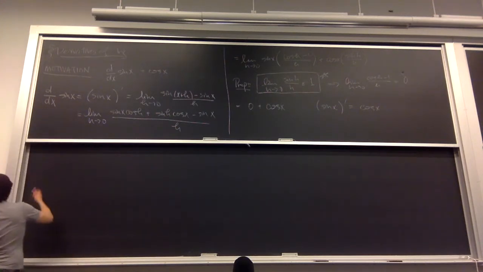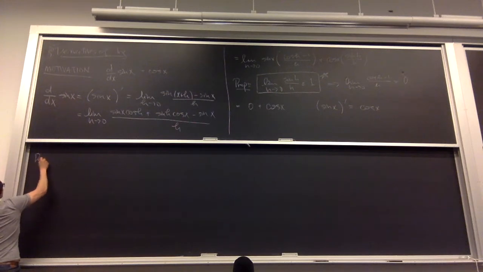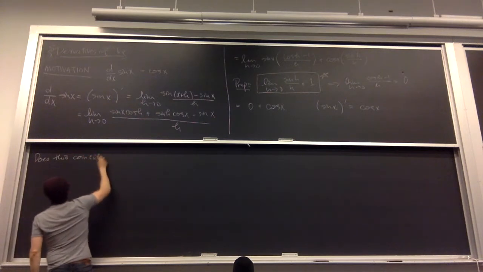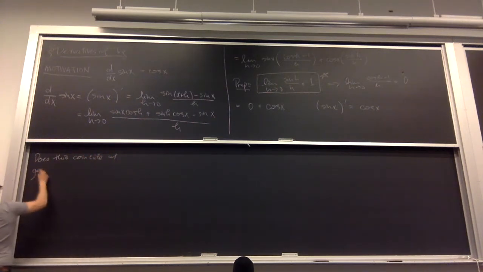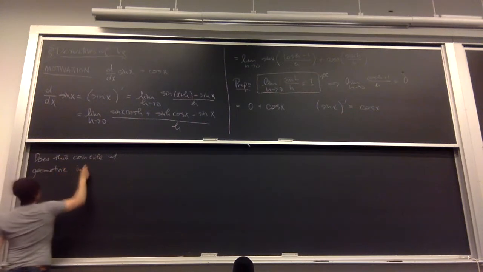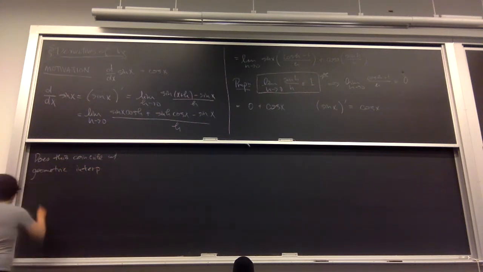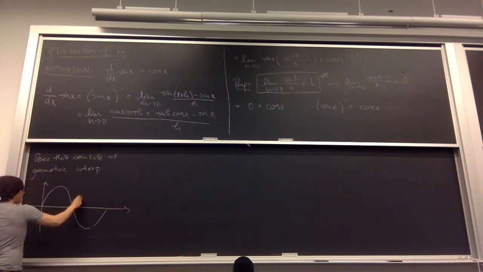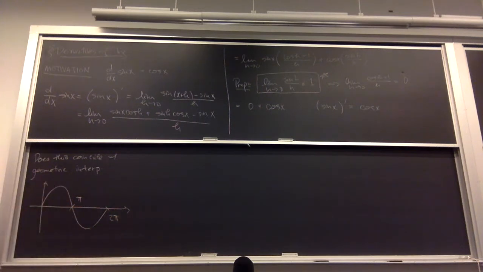Okay, does this coincide with the geometric interpretation? So let's take a look. Okay, so here's sine of x. I'm going to go through pi here. This should be 2 pi. If this is the graph of sine of x, let's draw the graph of its derivative. We need another graph telling us what the slope is at any given point. So where are 2 points where we're absolutely sure what the slope is?